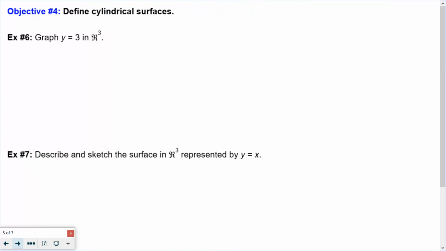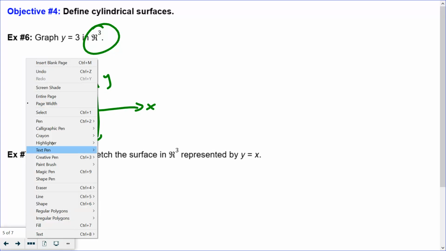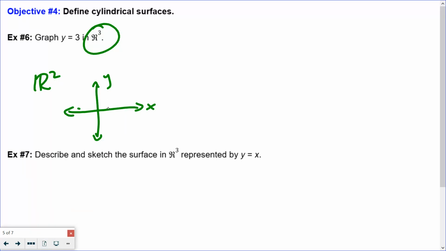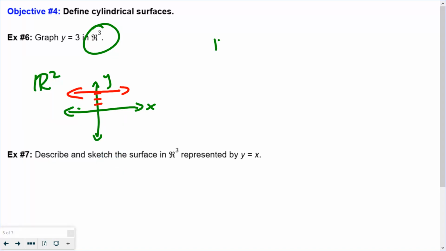A couple more pages. Define cylindrical surfaces. Can you graph y equals 3 in 3 space? Do you guys remember what this is? That would be 2 space. I think a lot of these things when we're exploring, and we're going to be exploring quite a bit in class, it's helpful first to think of it in 2 space. If I were to think about y equals 3 in 2 space, it'd be 1, 2, 3, that horizontal line.